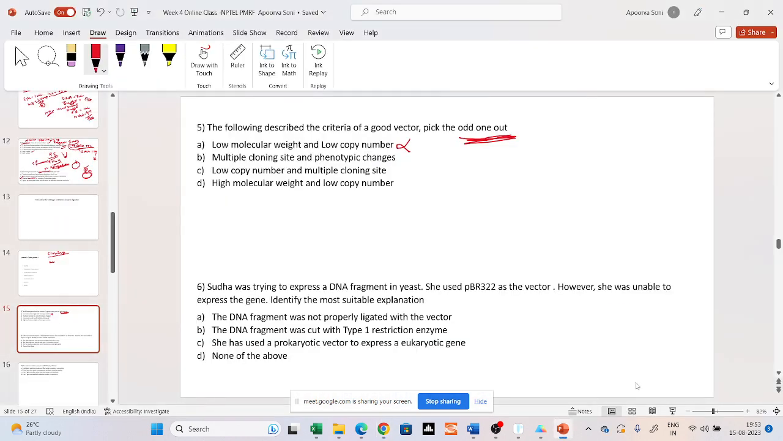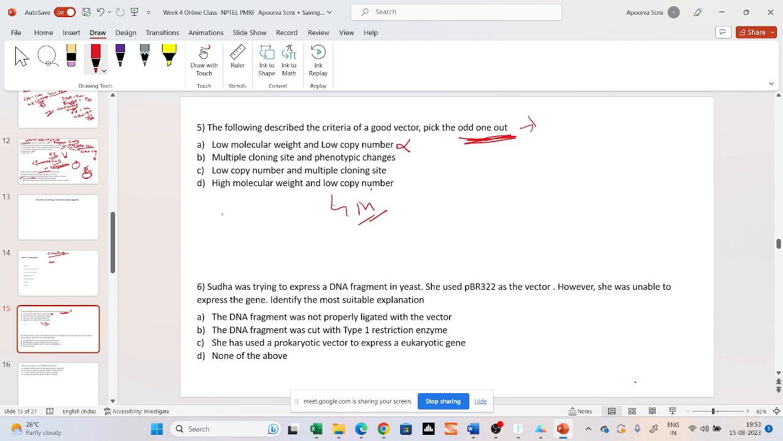Anyways. So here you have to choose an option which is the odd one out. Odd one out does not necessarily mean that it is the wrong option that you have to choose. This is how MCQs trick you sometimes. So you see the options: high molecular weight and low copy number. No, it should be reverse. It should have a high copy number and a low molecular weight. So this is an incorrect one.